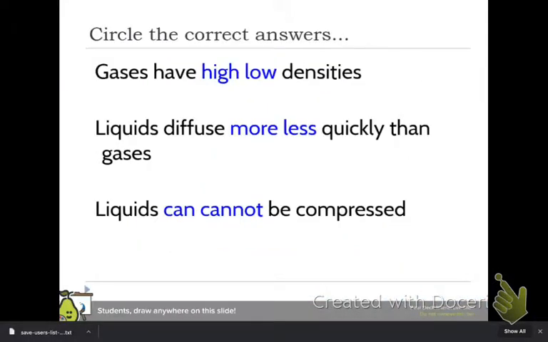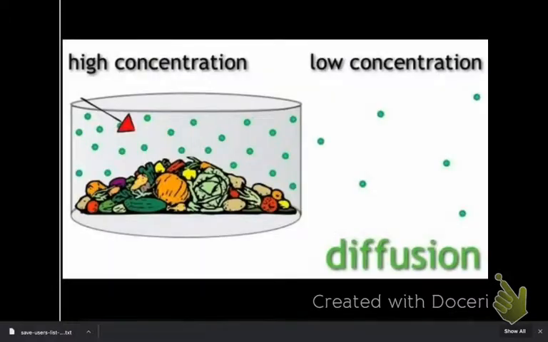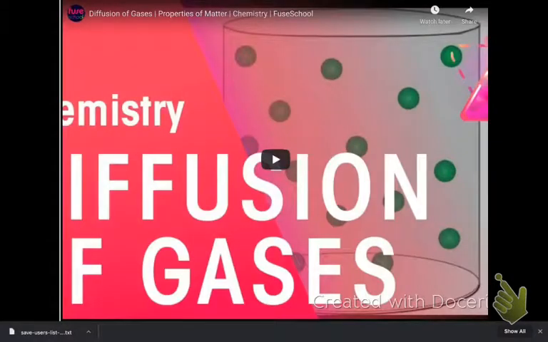So let's do a little review. Circle the correct answers, or write the correct answers in your note-taking guide. Do gases have high or low densities? Do liquids diffuse more or less quickly than gases? And can liquids be compressed, or can they not be compressed? Here's a video that I want you to watch, then answer the questions.